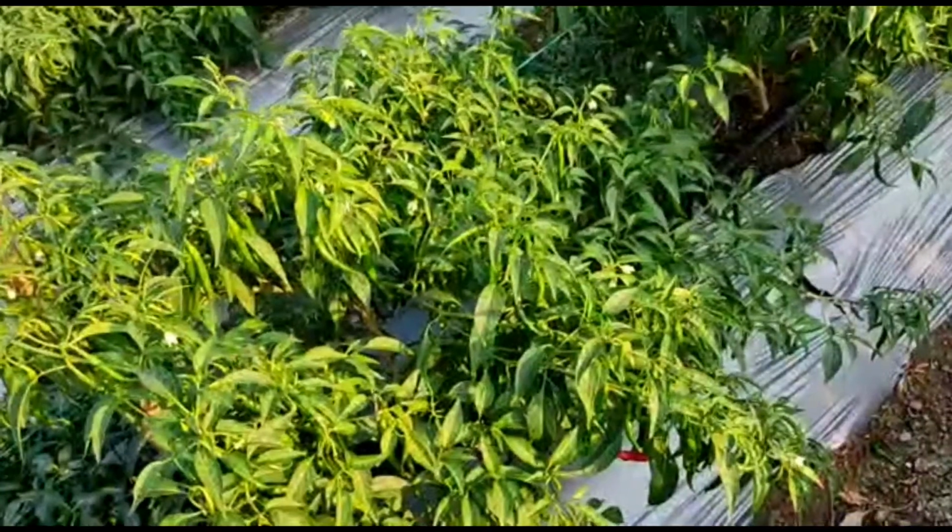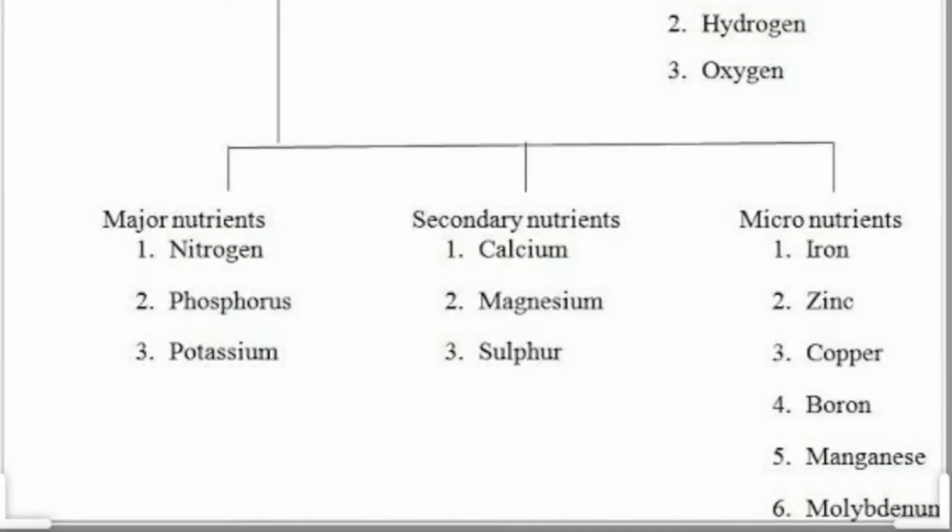Today in this video, we will see what are the macro and micronutrients required for plants. Generally, in this diagram, you see the major nutrients. The plant gets them from land only. Land is the biggest source. After that, nitrogen, phosphorus, potassium. Secondary ones are calcium, magnesium, and sulfur. Third one: iron, zinc, copper, boron, manganese, molybdenum.